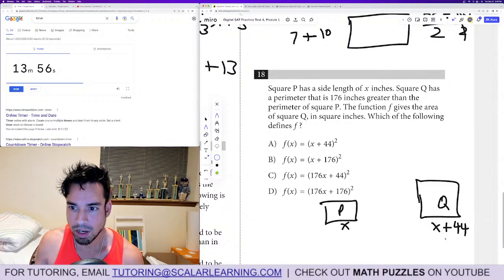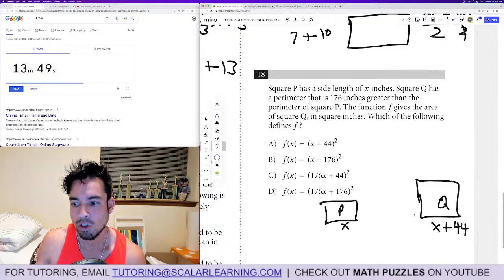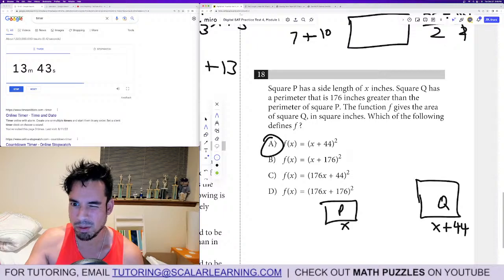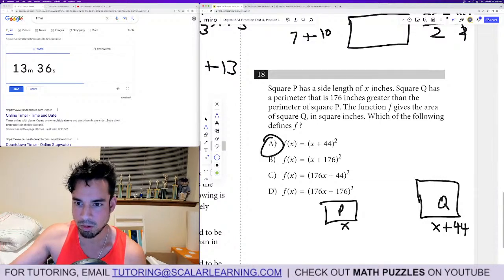Okay, and then the function f gives the area of square Q in square. Got it. So each side length is x plus 44, so it's (x plus 44) squared. It's A. They want, let me just make sure, we want the square Q to have a perimeter that is 176 greater than the perimeter of P, right?